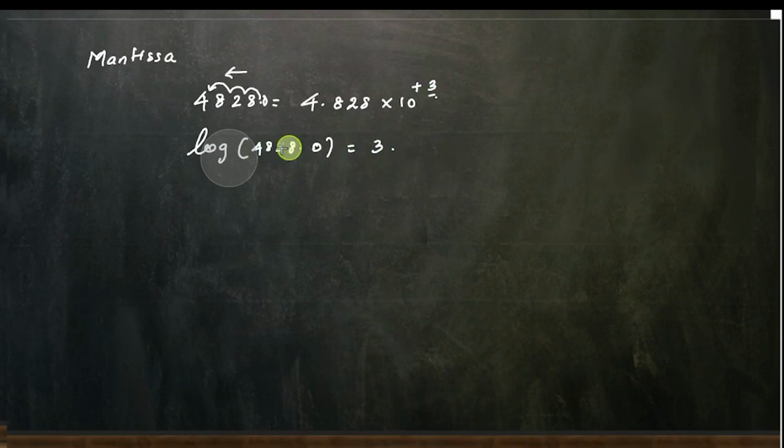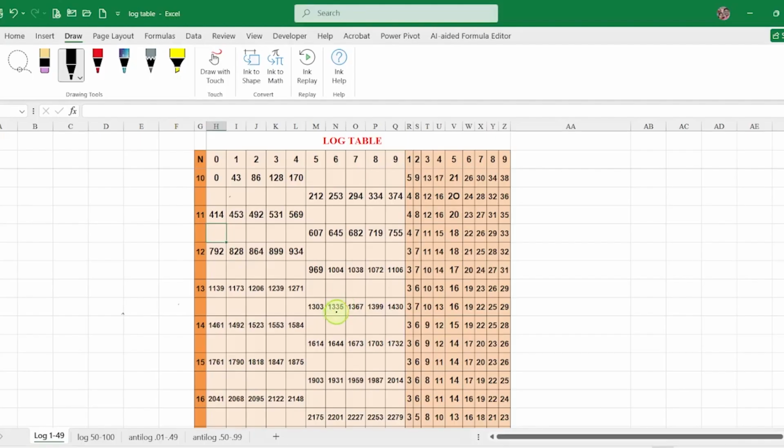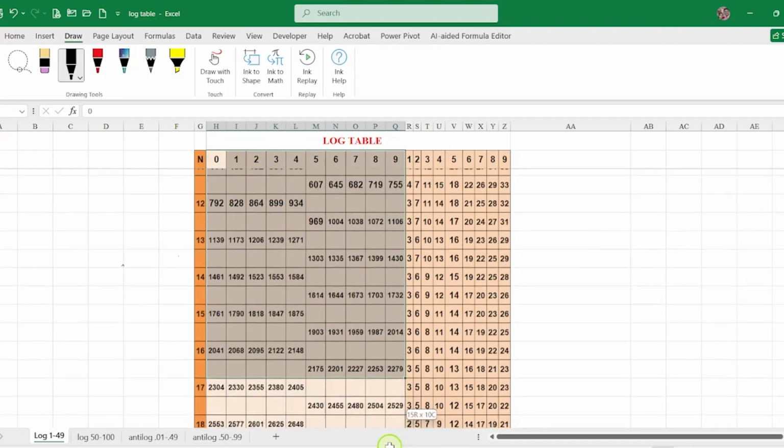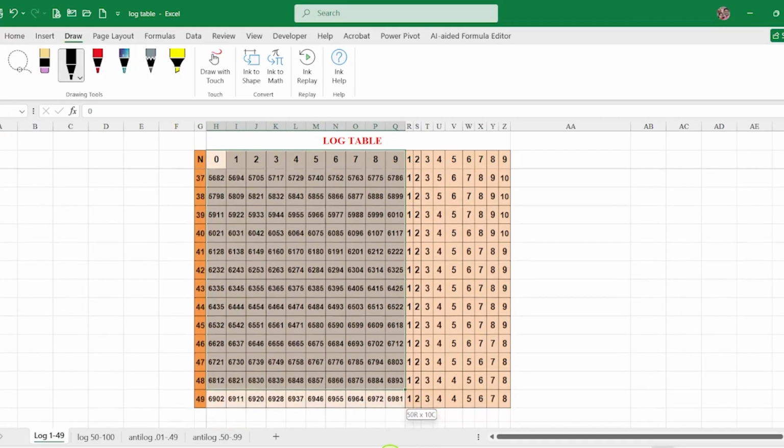Now, to write the mantissa part, you have to use the log table. How should you do it? You have to take the first 2 digits here and then look at the log table. Let me tell you, this log table has 3 parts. In the first column, you have to look at the first 2 digits of the number. In the second column, you have to look at the third digit of the number.